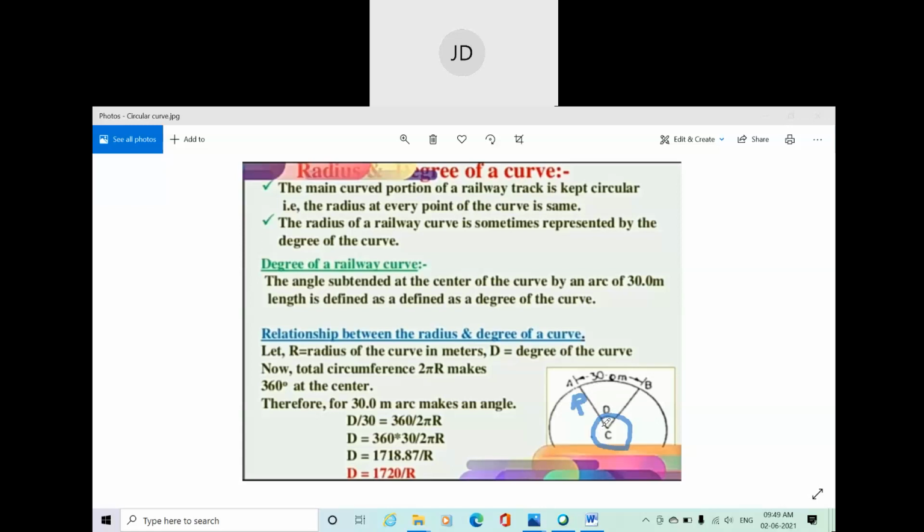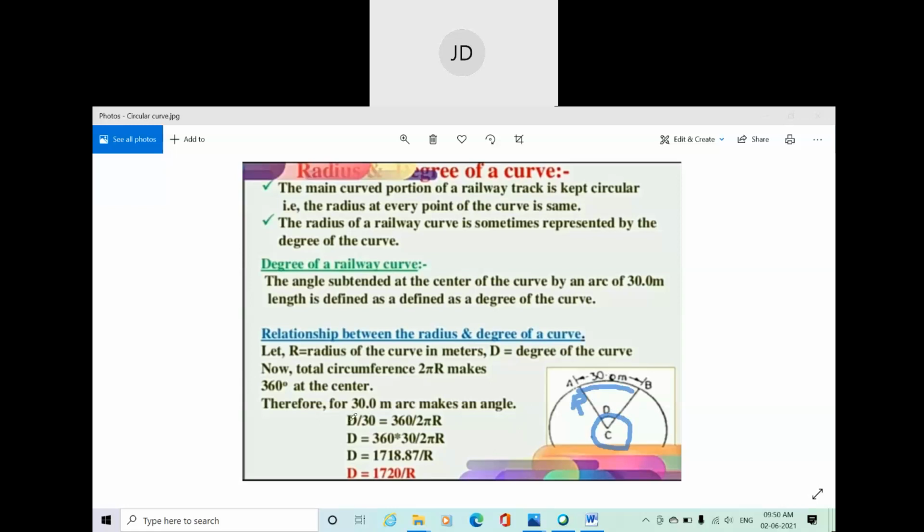That means for every 360 degree we have a total circumference of twice pi r. Now from this point of view, for this value of D, we can find the arc distance by this very basic equation, or basic relation. So if you consider a 30-meter arc, suppose we are considering a 30-meter arc, it makes an angle D, capital D, at the center.